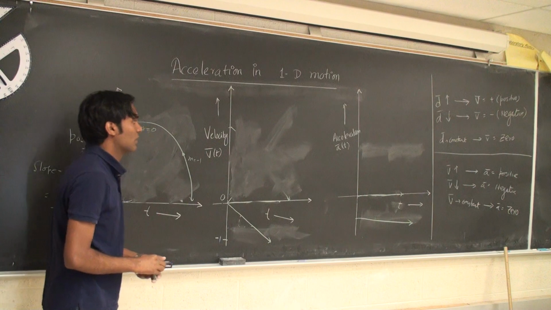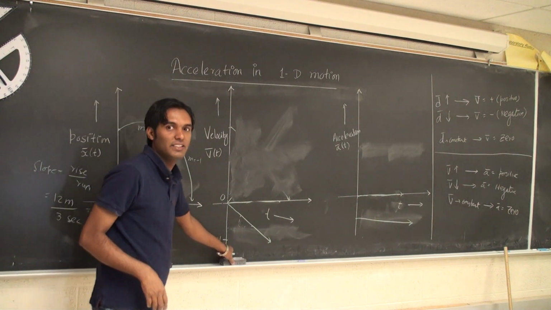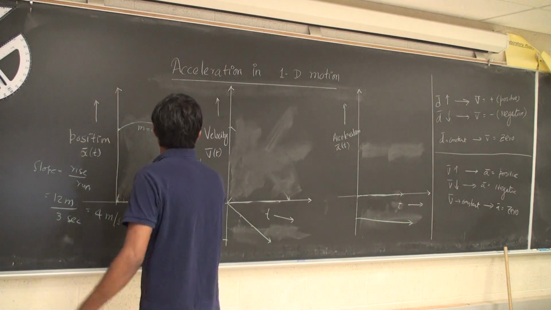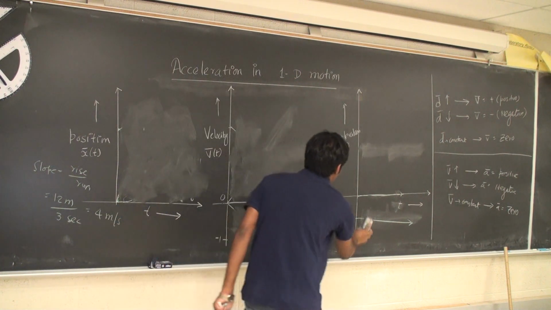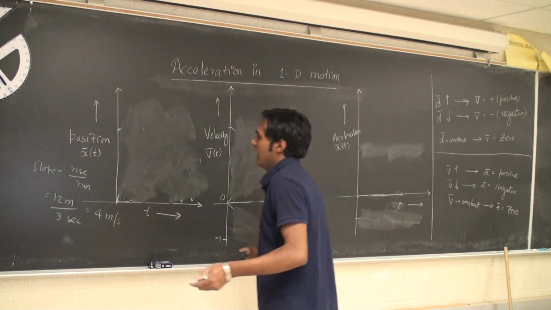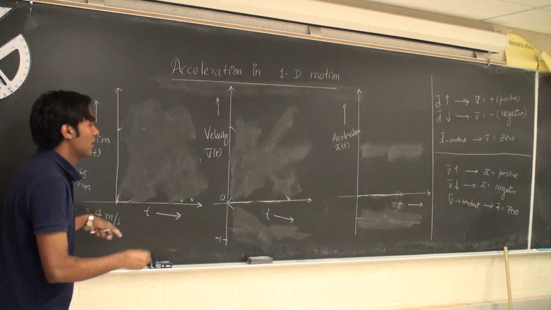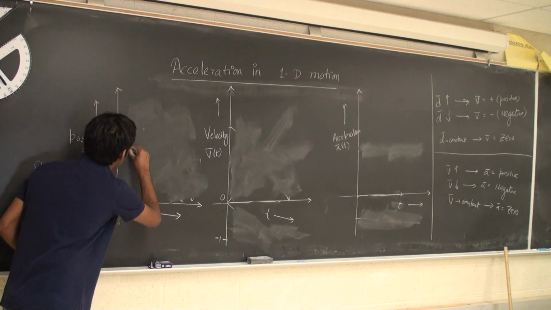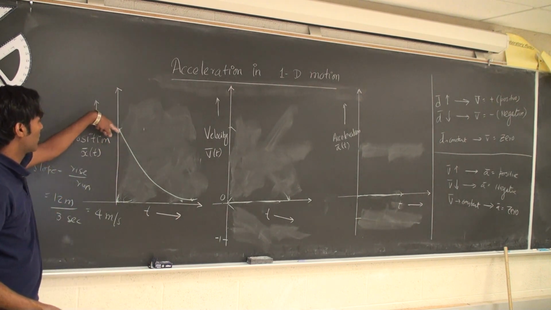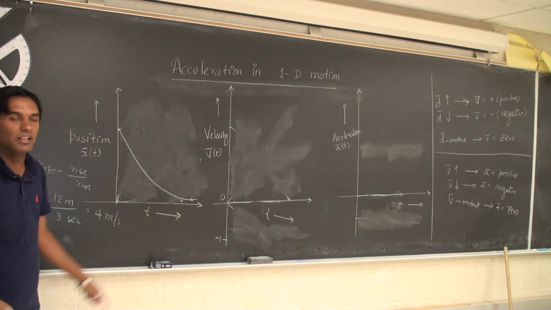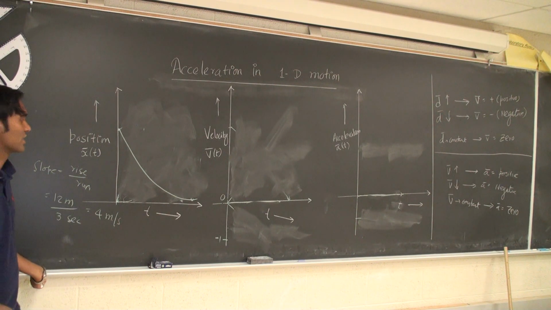Now let's consider another situation. This is our last situation. So I'm going to discuss another situation now. Another situation is where your position is decreasing over time. So your position is going down. So what about the velocity versus time graph?